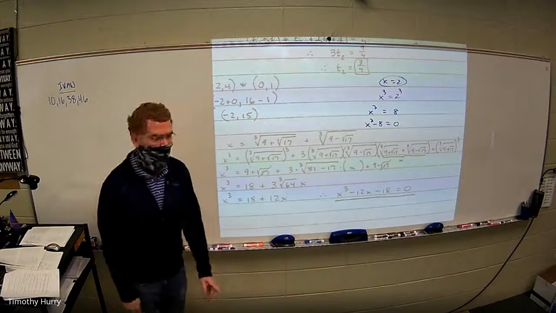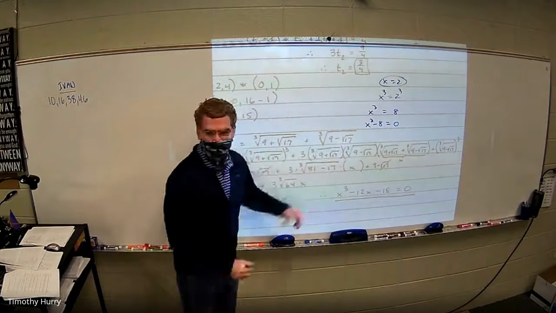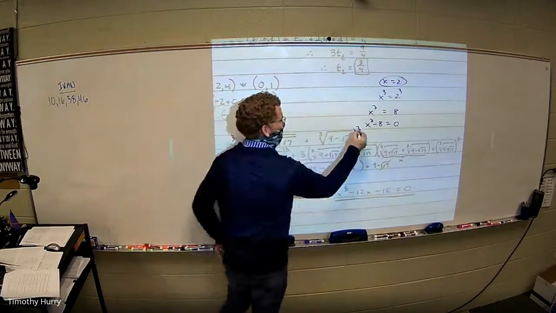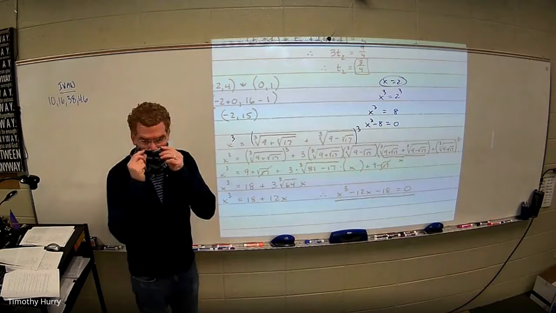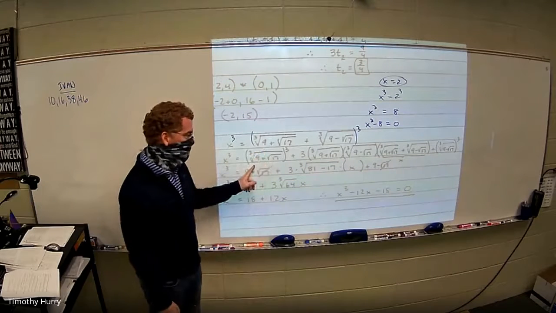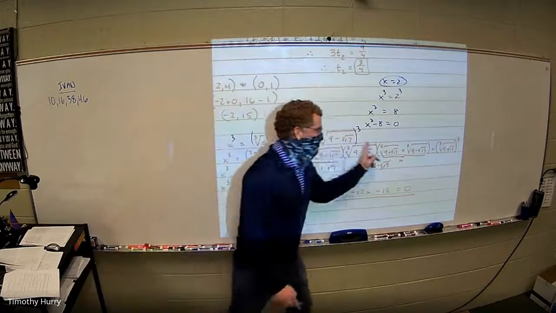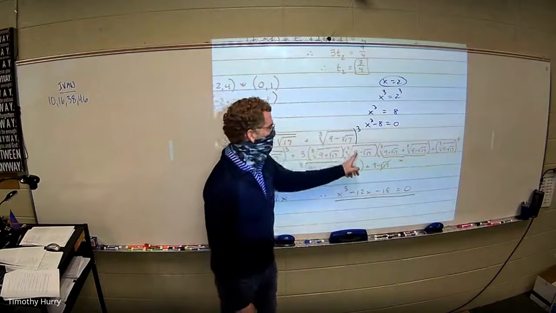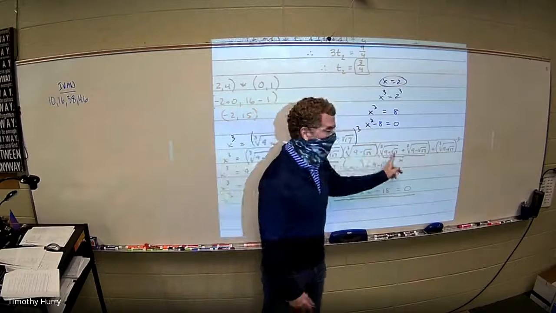But remember our trick for cubing a binomial? We learned it on strange manipulations. You remember how to do this? Cube the first, cube the last, 3 times the product times the sum.